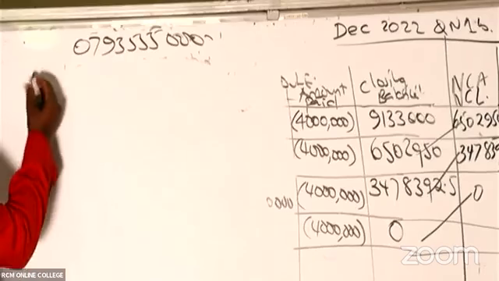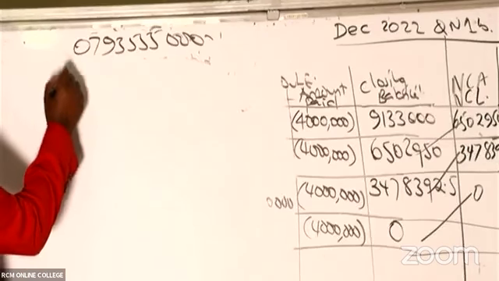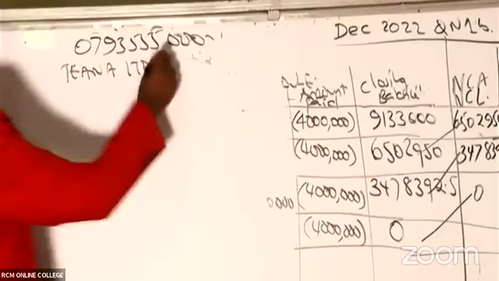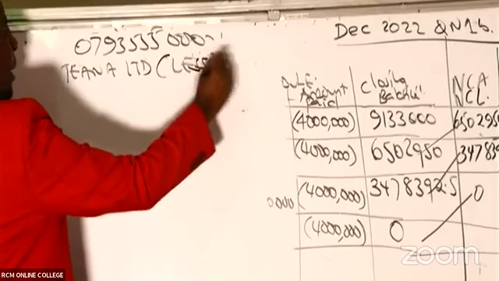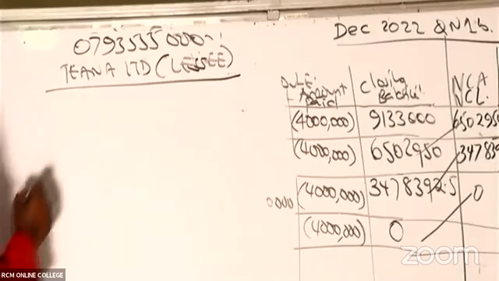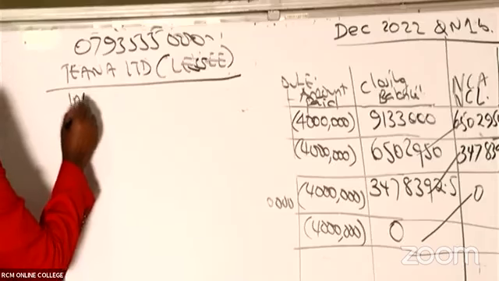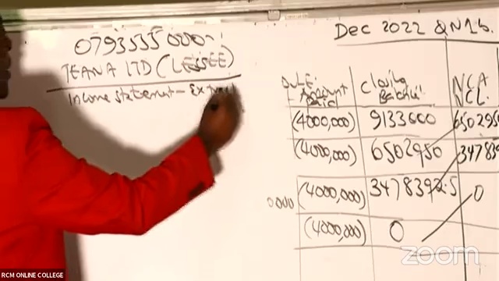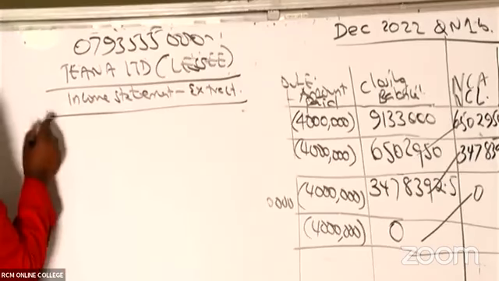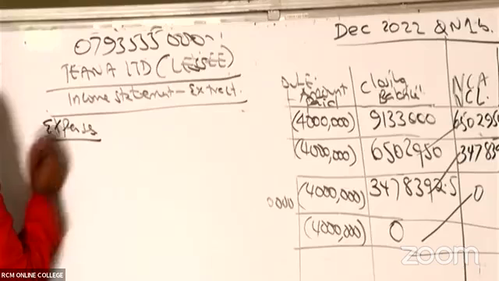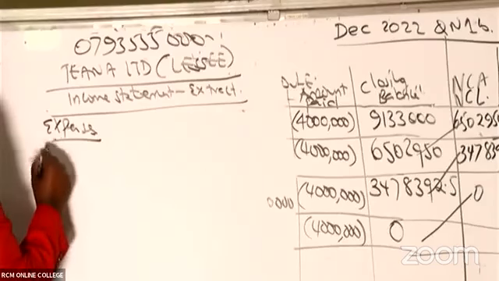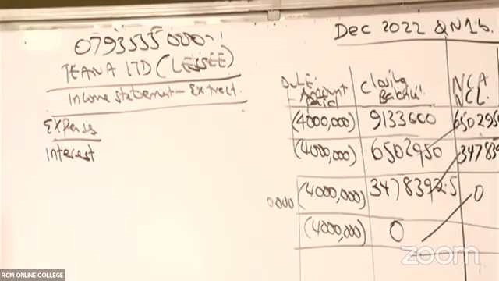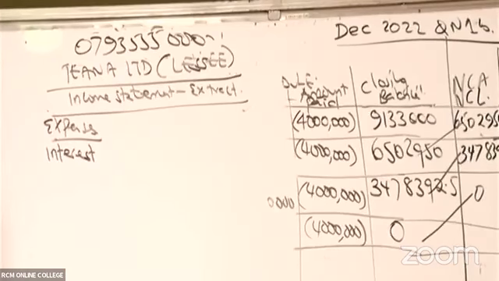So in this case here, this guy is called Teana Limited. Teana Limited is the lessee. So let's see, we start with the income statement extract. All right, we have two expenses basically here. We have interest expense. If you want to shine a little bit, you can call it finance cost.